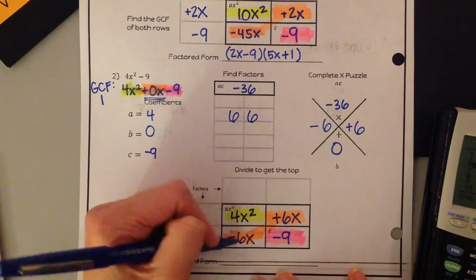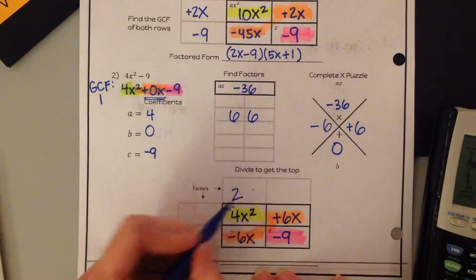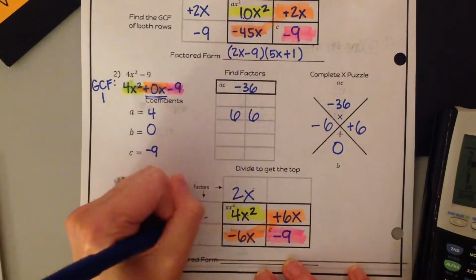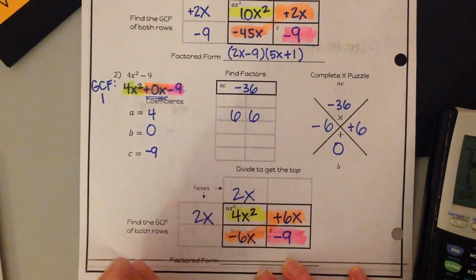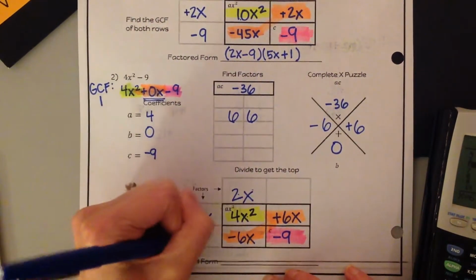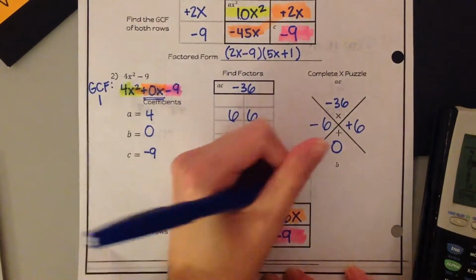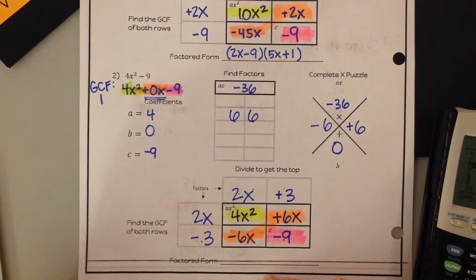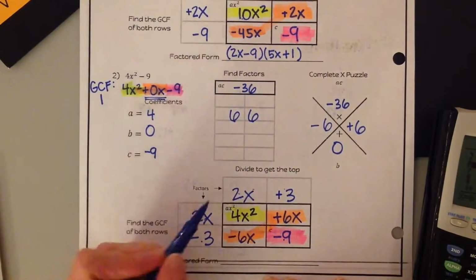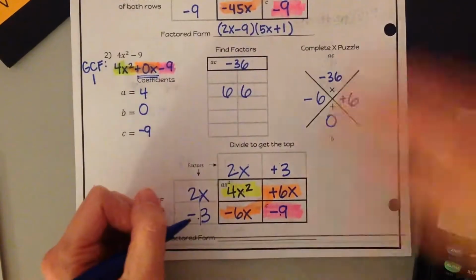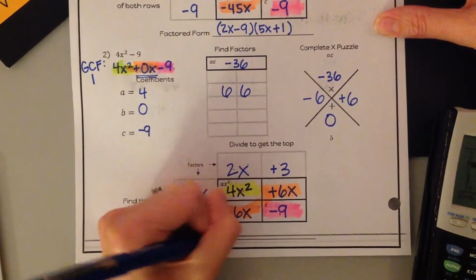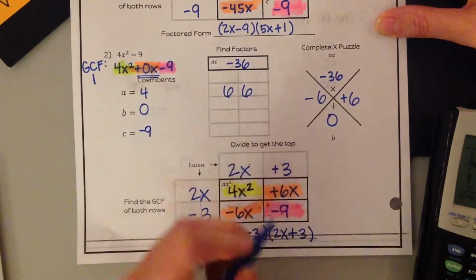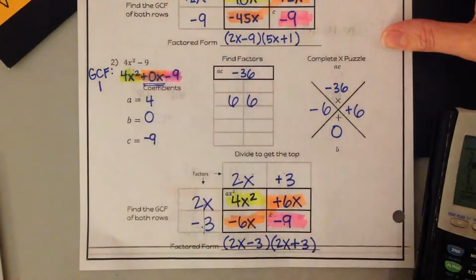So now I'm going to look. A common factor between 4 and 6 is 2. And a common factor of x squared and x is x. And 2x times what is going to make 4x squared? Hopefully you said 2x. 2x times what is going to make a negative 6x? Hopefully you said negative 3. What times 2x is going to make a positive 6x? A positive 3. And 3 times negative 3 does indeed multiply to negative 9. So now I have my terms for my rows and my columns, and now I can write my final factor answer. So the factors of 2x minus 3 and 2x plus 3 will multiply to create the trinomial 4x squared minus 9.